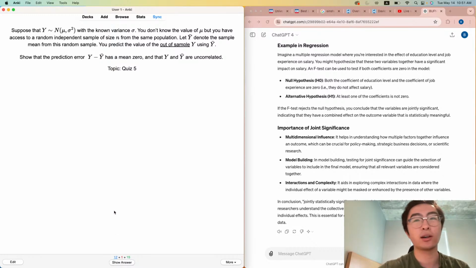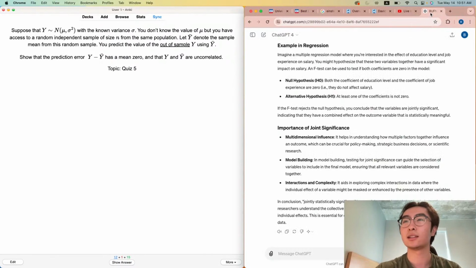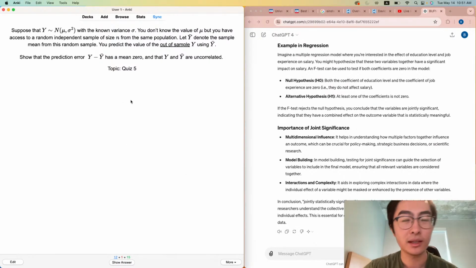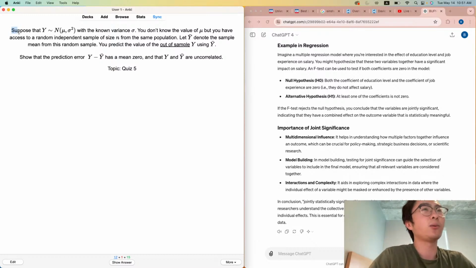Okay, this one though is really hard. I don't even think I got it. So let's see, 25 minutes. I don't know if I'll be able to get this one, but let's see. Suppose that y is distributed normally with mean mu, variance sigma squared, known variance.